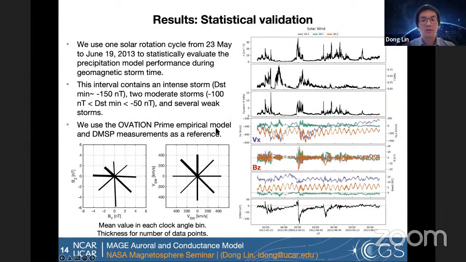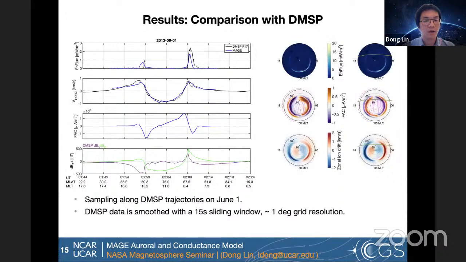So we also try to validate our precipitation model. What we use is a long run for 27 days. This is one solar rotation cycle. We choose this 2013 interval from May the 23rd to June the 19th. This period was chosen because it contains an intense storm and some moderate storms, so it's a good representation of different storm conditions. You can also see the statistical distribution of the clock angle and the solar wind speed categorized by different clock angle bins. Let me quickly show a few data model comparisons.